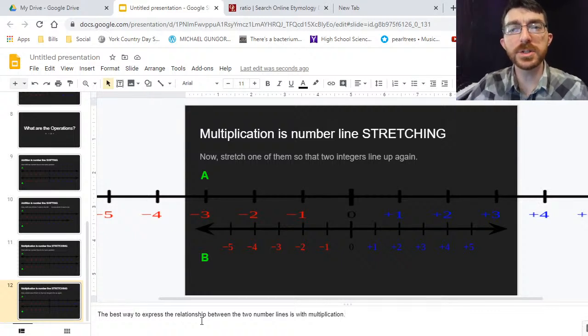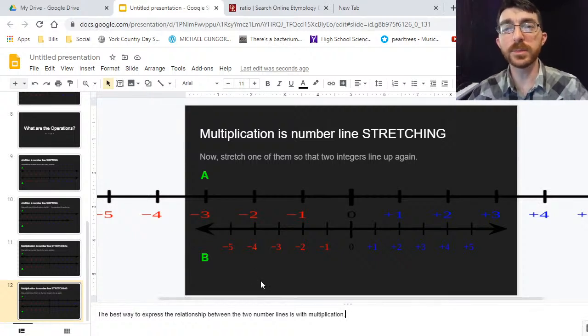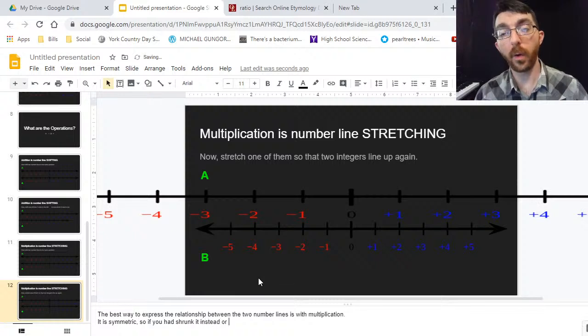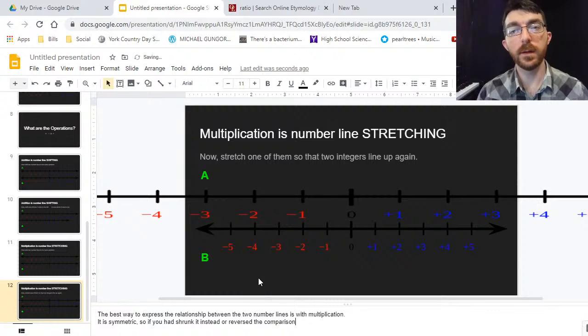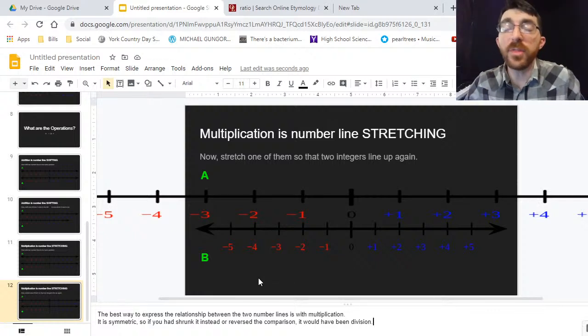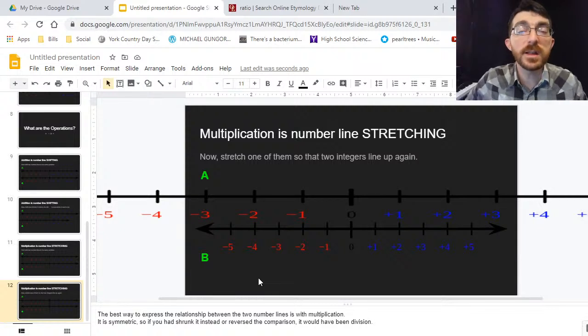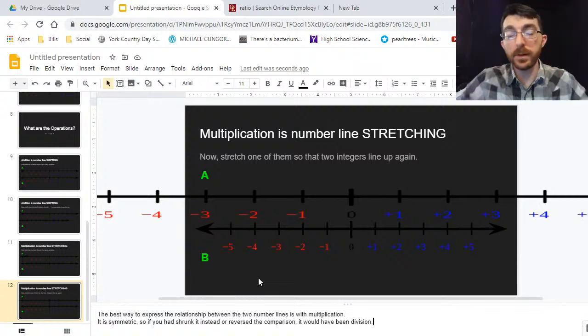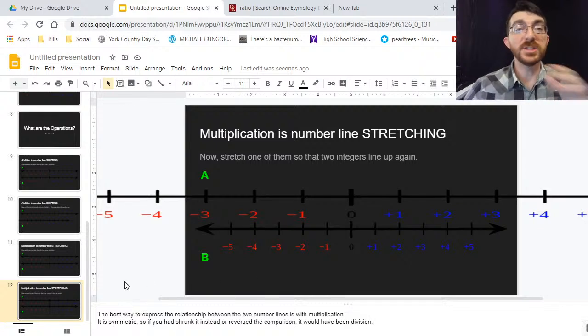Best way to express the relationship between the two number lines is with multiplication. Of course, it is symmetric. So if you had shrunk it instead, or reversed the comparison, it would have been division. This reinforces why addition and subtraction are the same thing, and why PEMDAS is nonsense, because it puts addition before subtraction. No. That addition, it's just all addition.